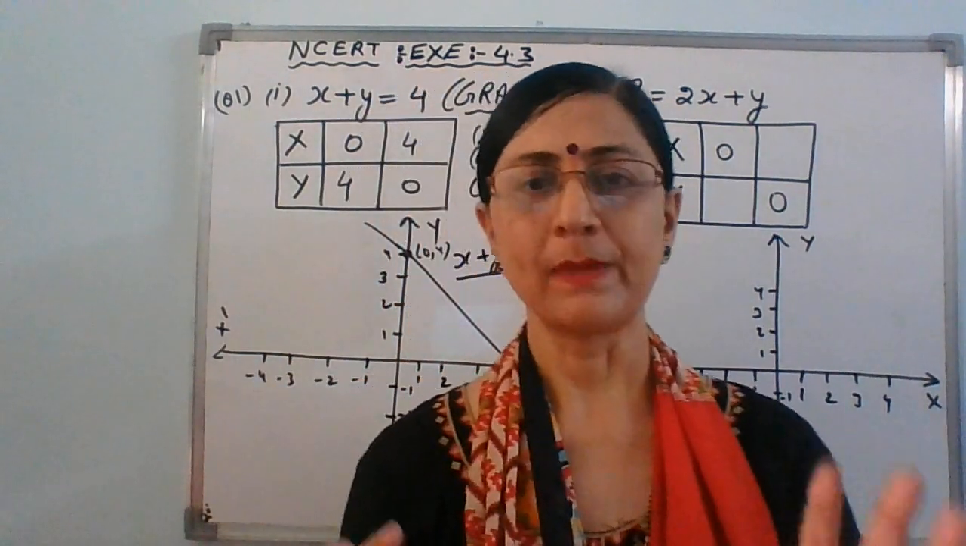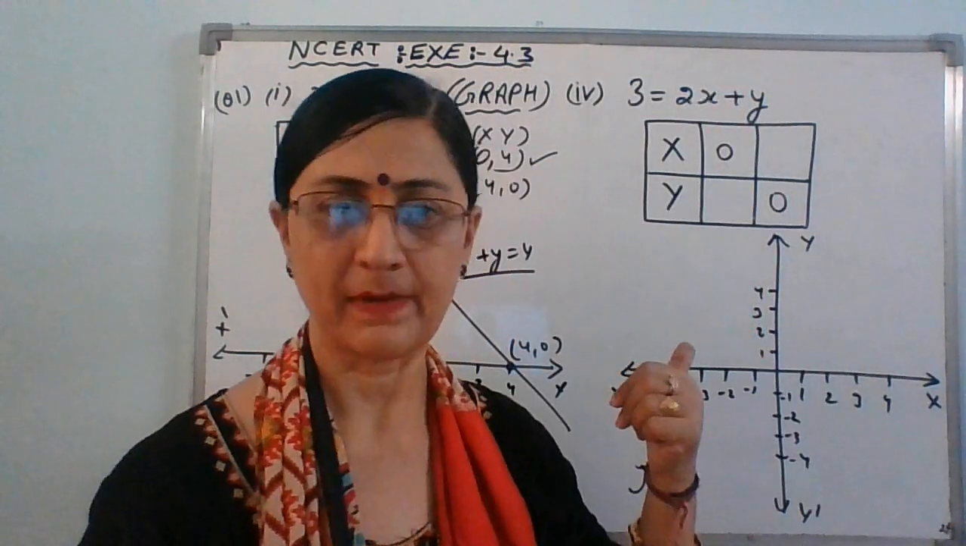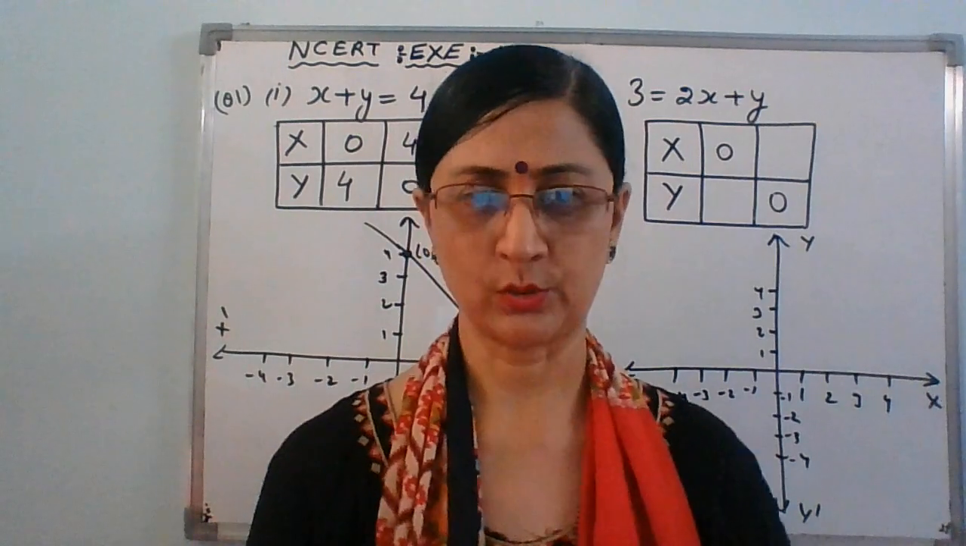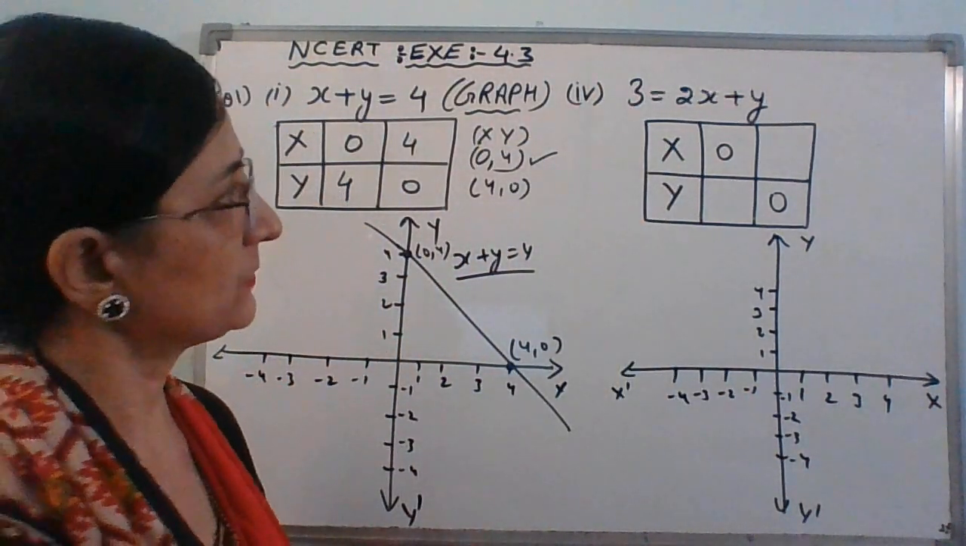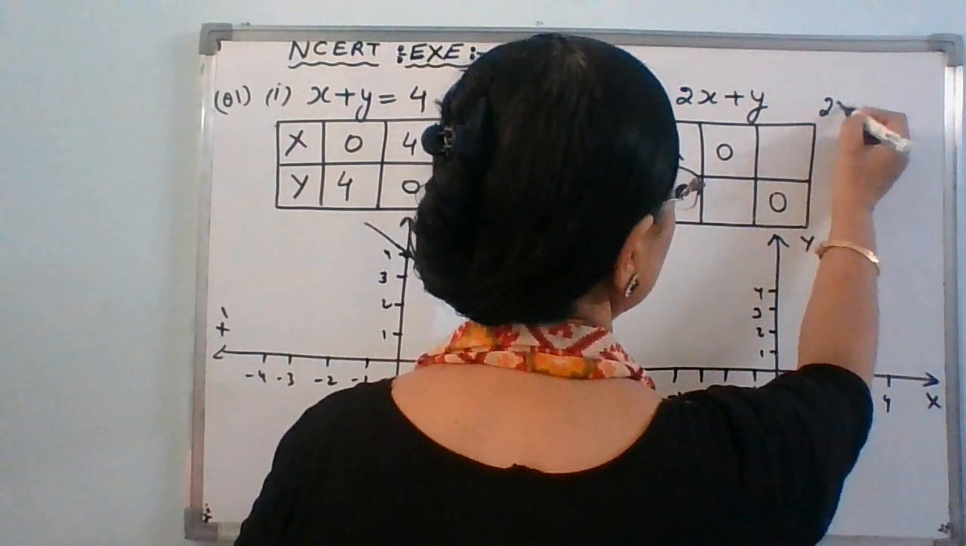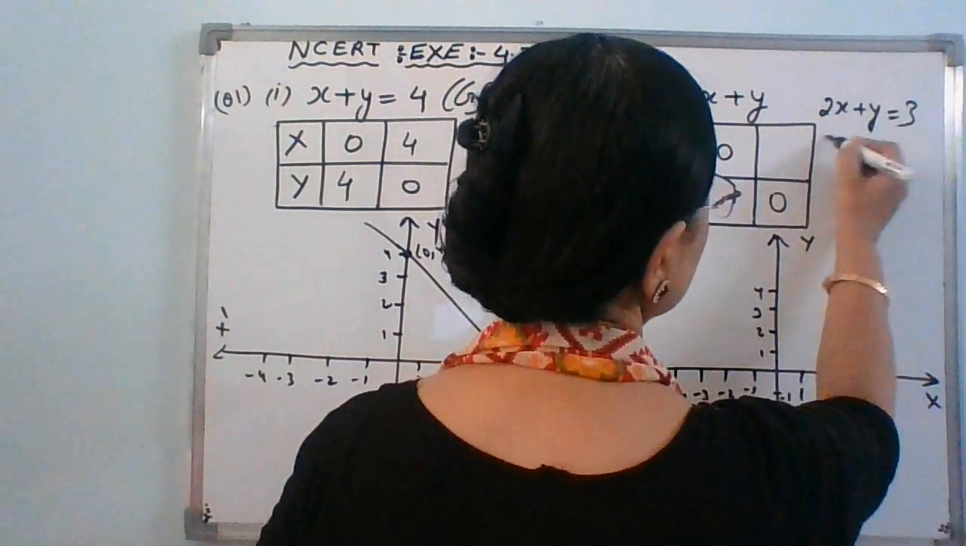Whatever. So there are 4 parts. The first part I have done, and I'm doing the 4th part, right? The second and third parts you can try yourself. The method is the same. Here we have the equation 2x plus y equals 3. We can write this equation as 2x plus y is equal to 3 this way.